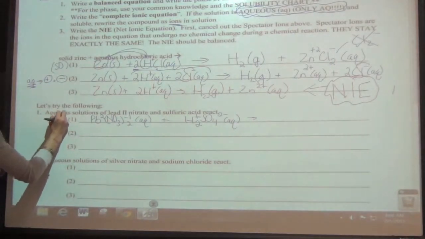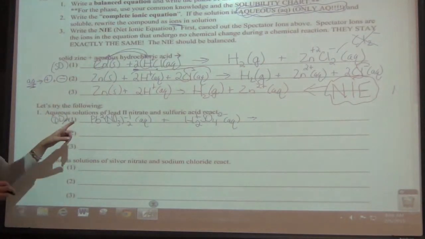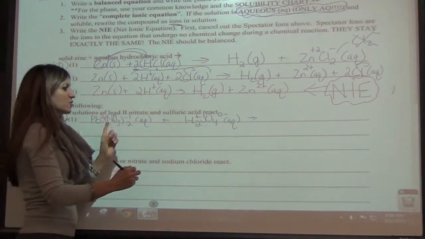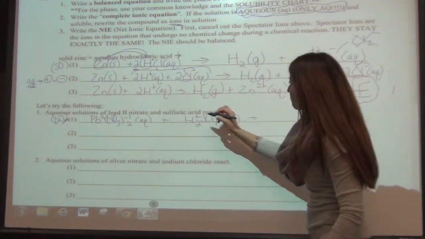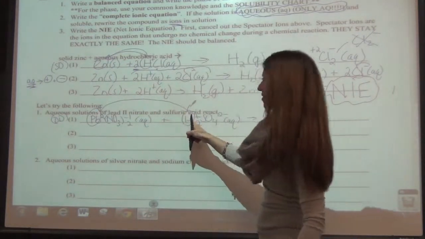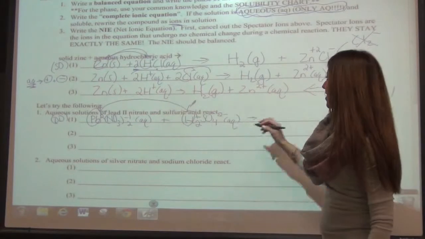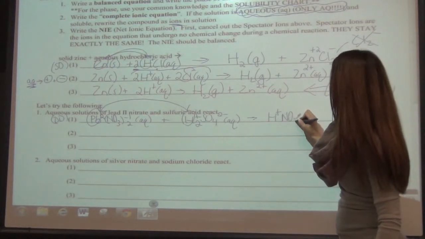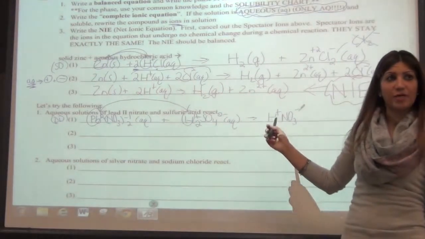Double displacement. Perfect. So it doesn't matter which ones you switch. You can either switch the negatives or you can switch the positives. I'm going to switch my positives. So what's going to happen is my H is going to be here and my lead is going to be there. So what do I get over on that side? H+ is now with what? NO3-. So it's just HNO3.